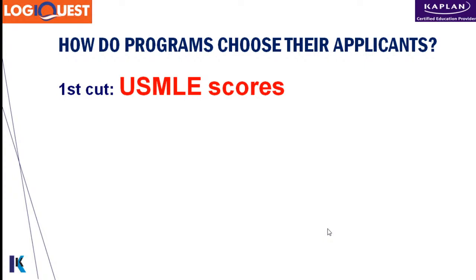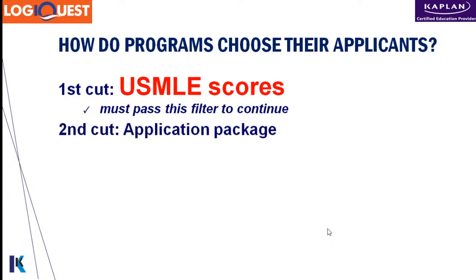Now they would start looking into their application in depth. So first filter is what you have cleared, which is the USMLE scores. Next is the quality of application package. And now your application package will be looked into in depth. So what all extra qualities do you possess or carry?